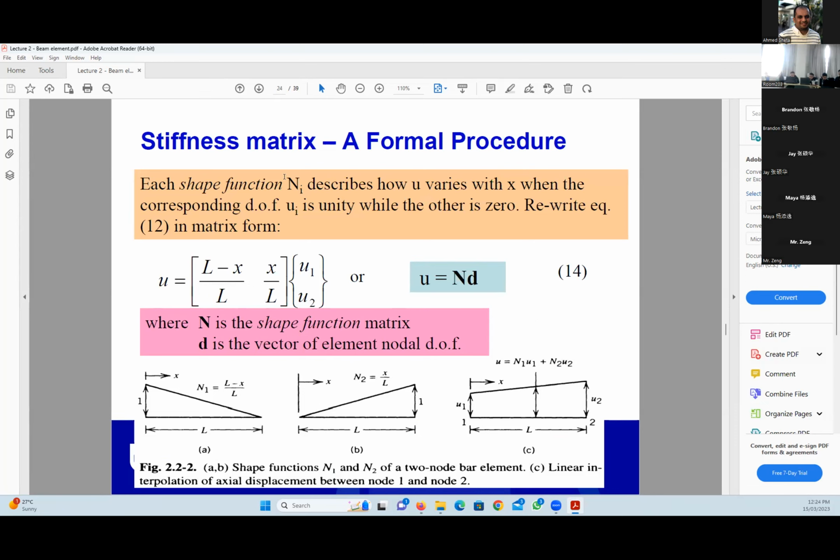Okay? Each shape function Ni describes how u varies with x when the corresponding degree of freedom ui is unity while the other is 0. So the shape function describes how the displacement u varies with x corresponding to each nodal value. If we are at u1, x will be 0. If we are at u2, x will be equal to L. So we just take into consideration one u while the other is 0. So u will be (L minus x) divided by L and x by L.